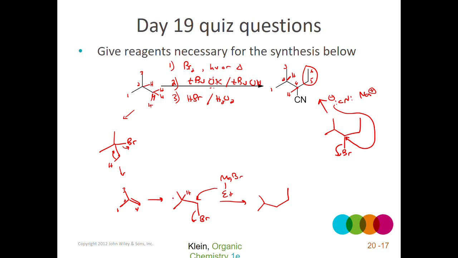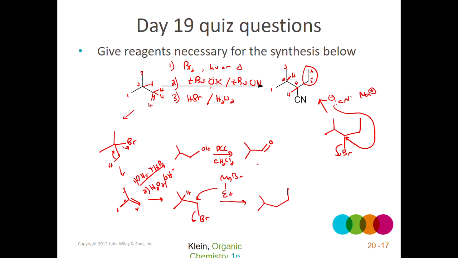So what I was seeing a lot of students do here, instead of putting the bromide on, they were trying to put an OH there, because the students recognize that if you do this anti-Markovnikov hydration reaction, that would give you an OH there, and then that could be oxidized to an aldehyde.